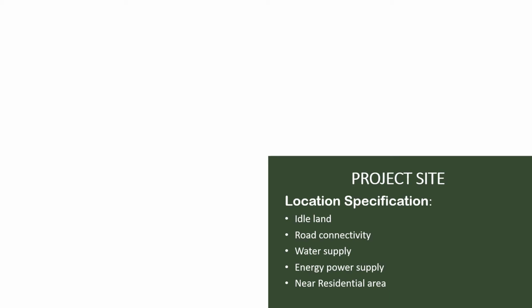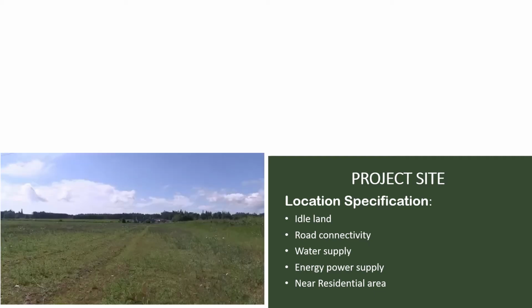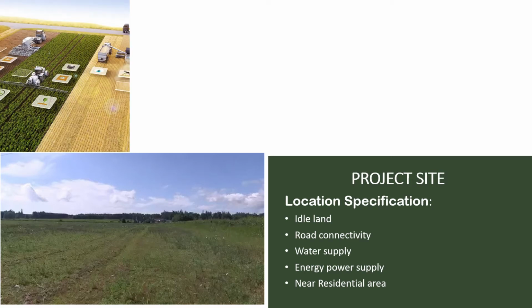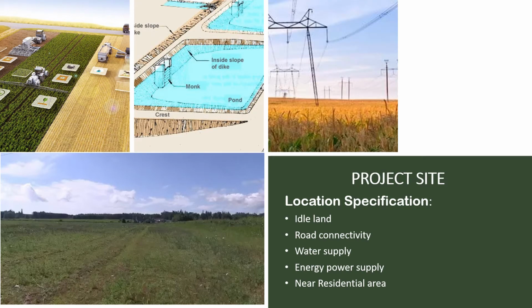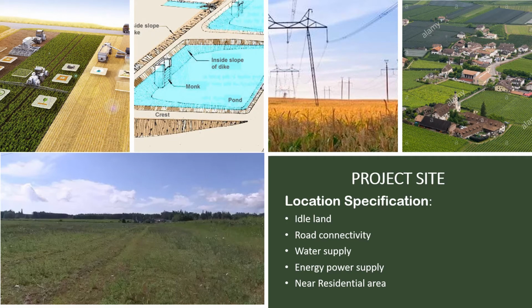These are the location specifications, which is why we chose this location as our project site. The first one is the idle land. The idle land in this area has been abandoned for years and we will use this land for plantation. This location is suitable for agricultural purposes because the resources are already provided, such as road connectivity for transportation, water supply and energy power supply for farming activities and the construction process. And the last one is that the farming location is near the workers' and farmers' residential area, which makes it easier for them to come early in the morning.